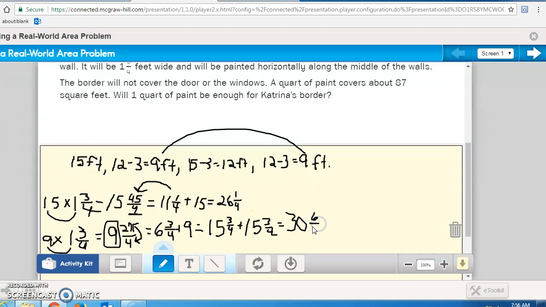Here again, my numerator is larger than my denominator. So I'm going to go 6 divided by 4 equals 1. 6 minus 4 is 2. So that equals 1 2/4. I need to add that on to my 30. I converted this, so I'm not adding it to this. So it is 31 2/4.